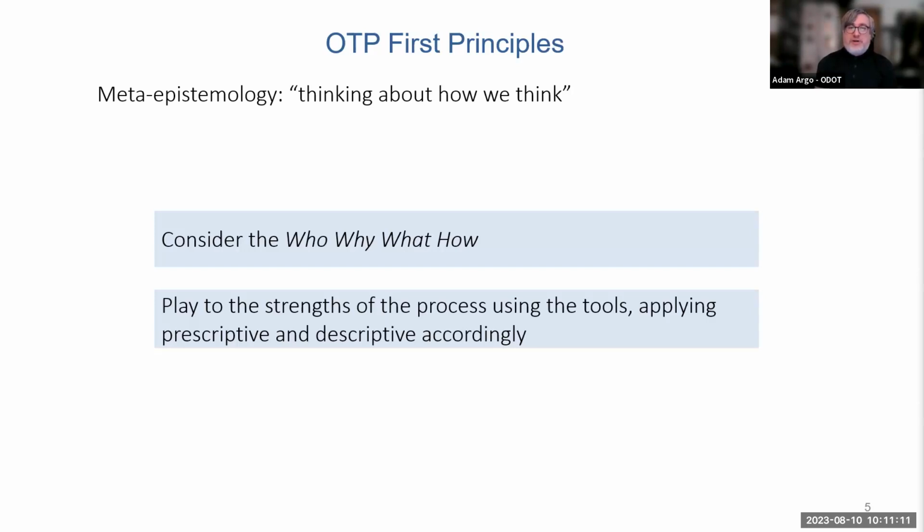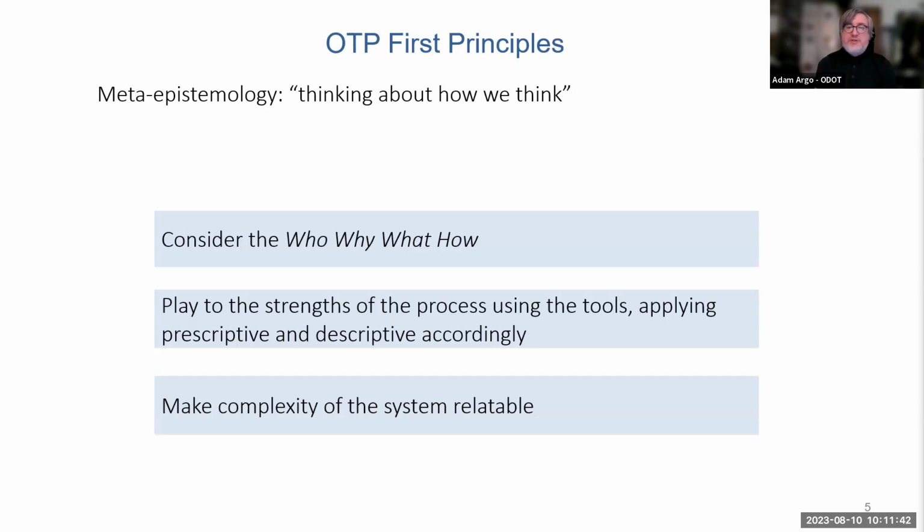So we definitely put in a meta-epistemological kind of frame to how we wanted to execute this process of considering a large amount of uncertainties in transportation for Oregon in the present and the future. Considering a who, why, what, and how, and playing to strengths of the process. So it's about what do you apply to the process and where. I'll talk a little bit more about applying a prescriptive and a descriptive element of the plan, and absolutely about making complexity of the system relatable. And a big moving aspect of that throughout the project was our scenario planning work. Next slide, please, Jonathan.